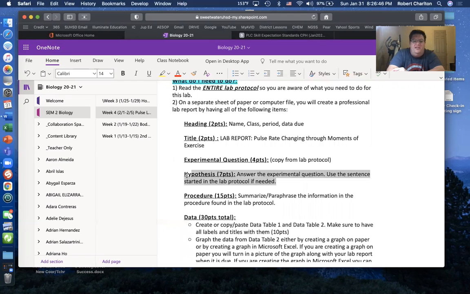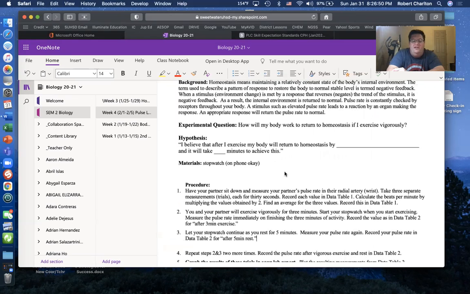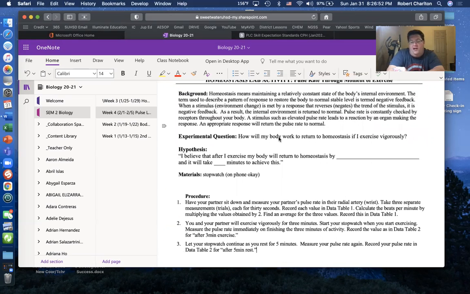Your hypothesis will be you answering that question. So together in class, we will answer, how do we think our body will respond before we do the experiment? And I give you a sentence starter right here: I believe that after I exercise, my body will return to homeostasis by doing what?